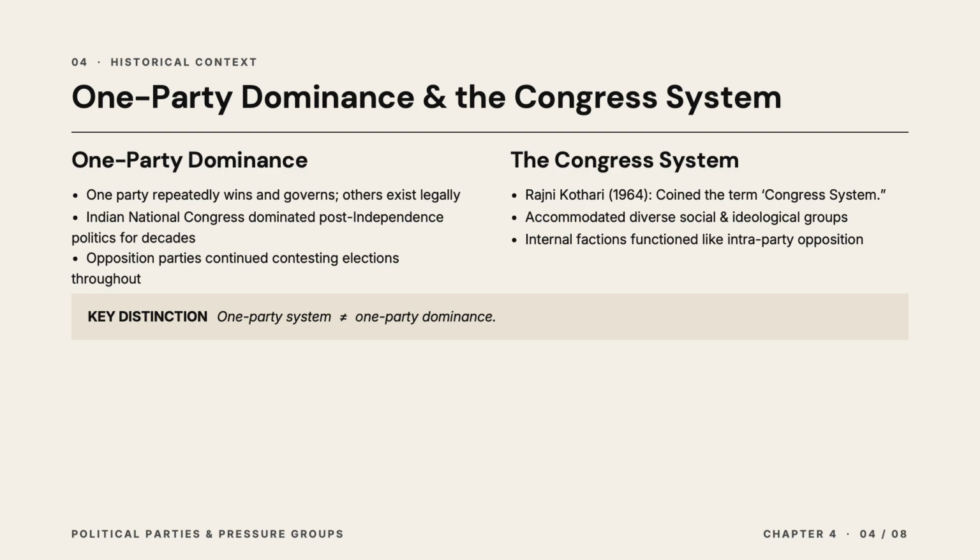They do not have a specific ideology. They accommodate diverse social and ideological groups into one. And all these people, even the Muslims and Hindus, they're part of the INC. These internal factions function like intra-party factions, so as long as it's intra-party, it's safe, right?